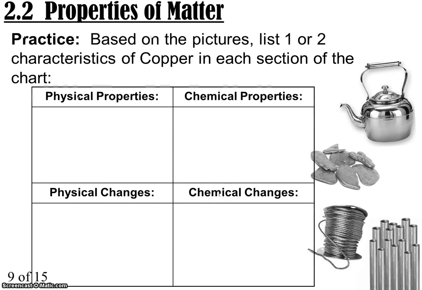So as practice, you could look at, for example, some copper. Copper can be used to make a tea kettle. You can have copper that's melted into ingots, copper wire, copper pipe. Copper can be used for lots of things. The Statue of Liberty is actually made of copper. So you can think about what you know about all of these items, and you could fill in a chart about what are some physical properties and some physical changes and chemical properties and chemical changes of copper.